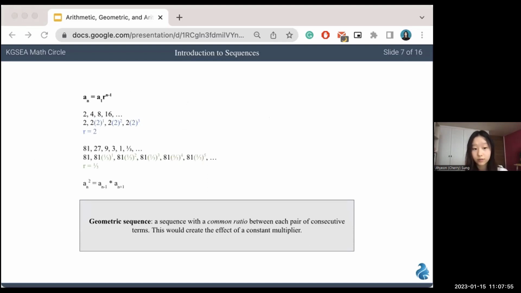This is a geometric sequence, a sequence with a common ratio between each pair of consecutive terms. This would create the effect of a constant multiplier. The explicit formula for the sequence is an equals a1 times r to the power of n minus 1, where a1 is the first term and r is the common ratio. In the geometric sequence 2, 4, 8, 16, the common ratio can be seen from how 4 is 2 times 2 to the power of 1, the next term 8 is 2 times 2 to the power of 2, and so on.